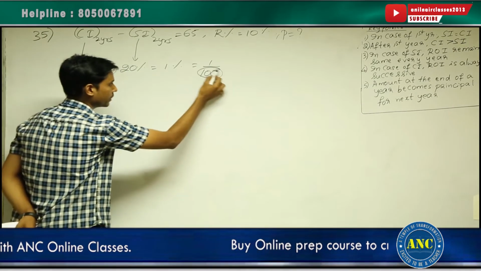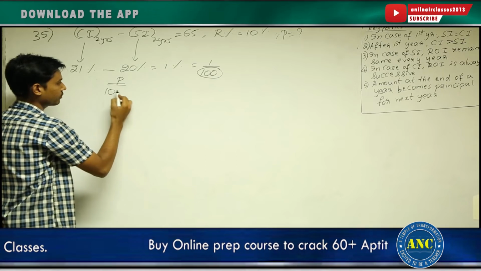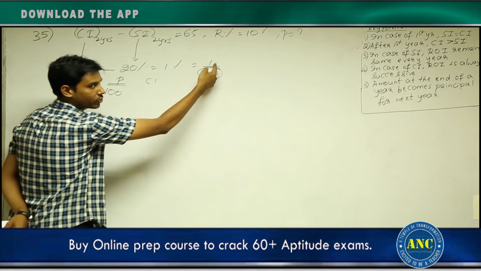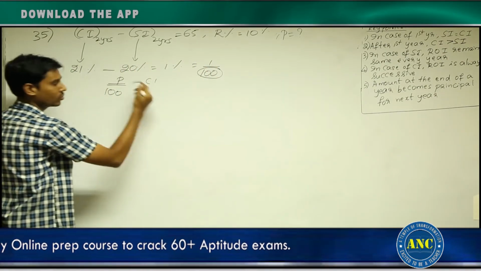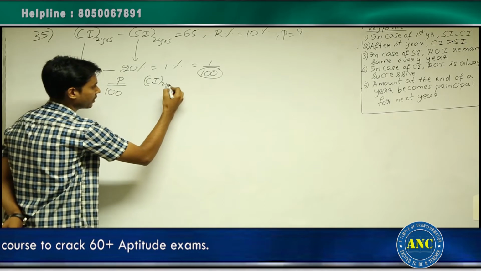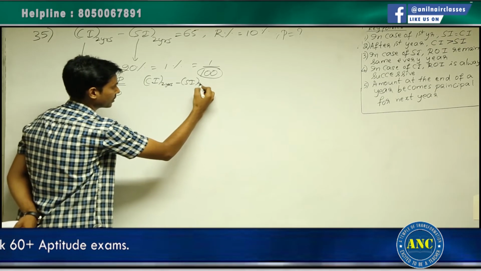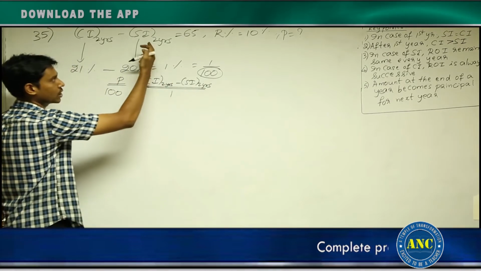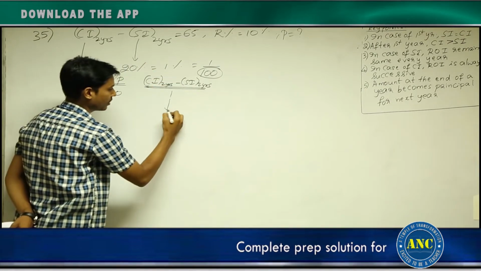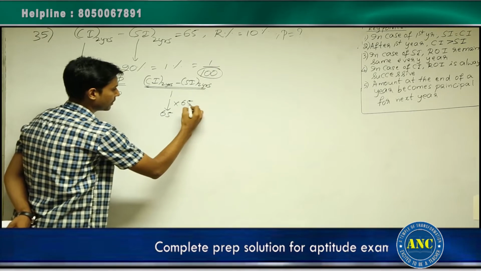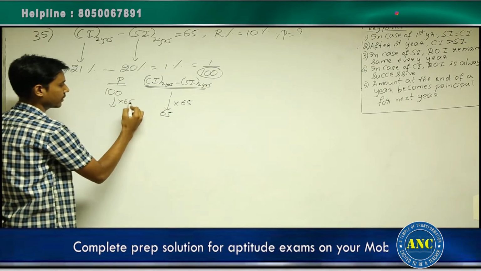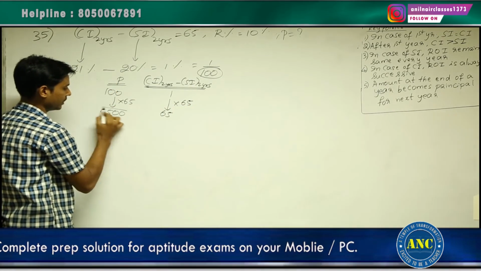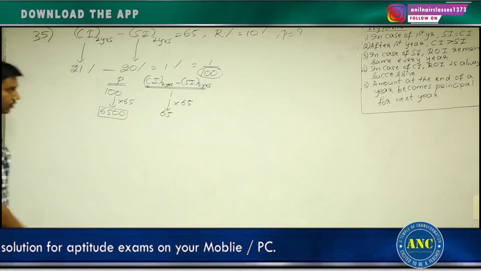If I take 100 rupees from you, what is this one? How did you get this one? When you subtract these two, compound interest for 2 years minus simple interest for 2 years, it will be 1. But according to the question, it is not 1. How much is it? 65. 1 should become 65. Multiply by 65. This also multiply by 65. Answer is 6500.